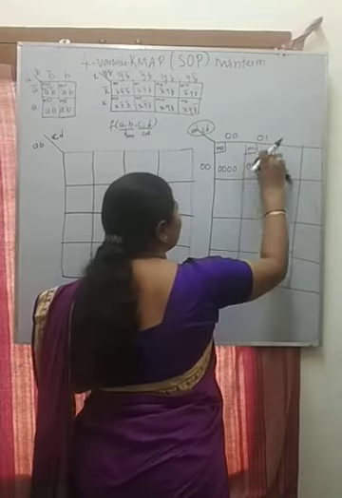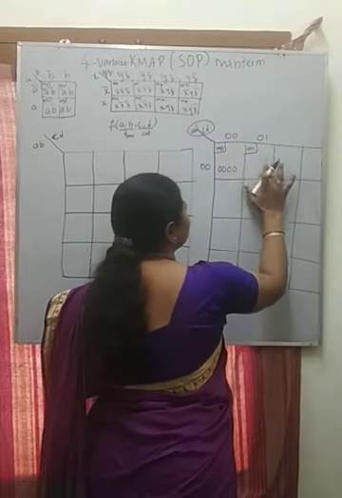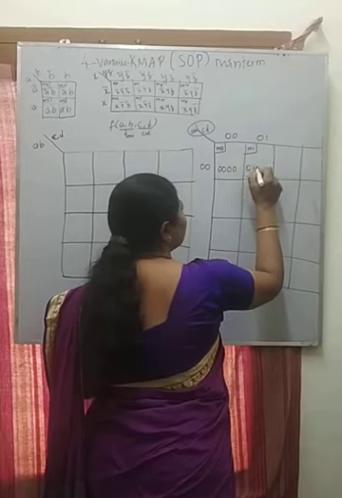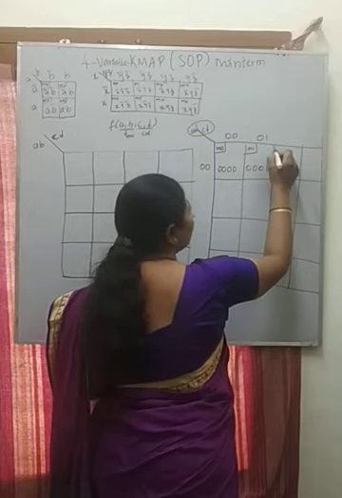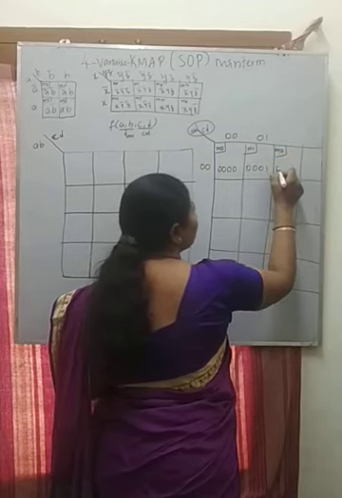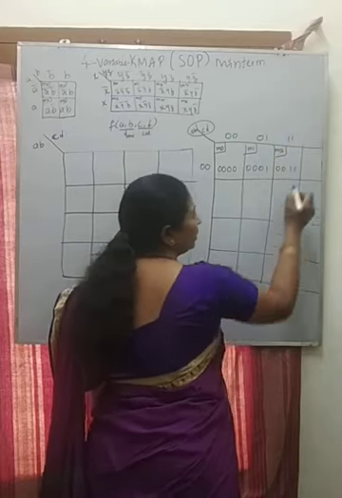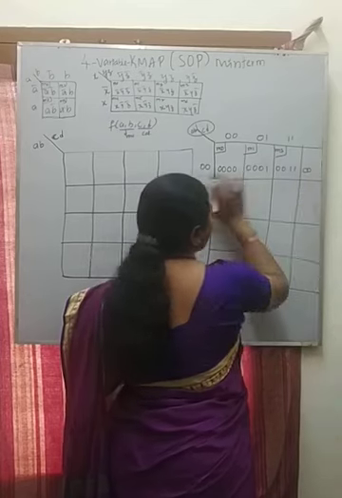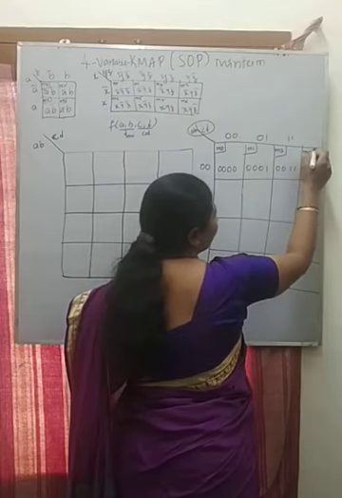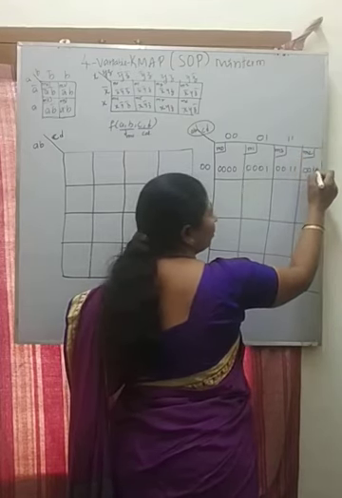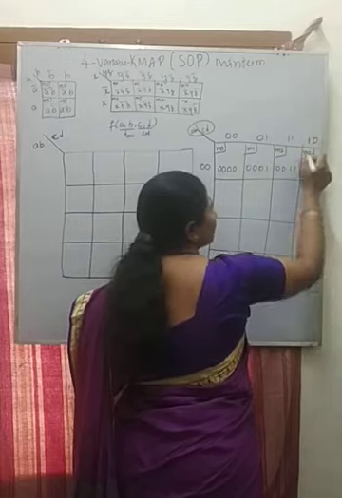Understood? Then what will you get? 0, 0, 0, 1. How will you write M3? 0, 0, 1, 1. Then these two are 1, 1. 0, 0 is common here for the row. This is M2. How will you write M2? 1, 0. Then this is 1, 0.